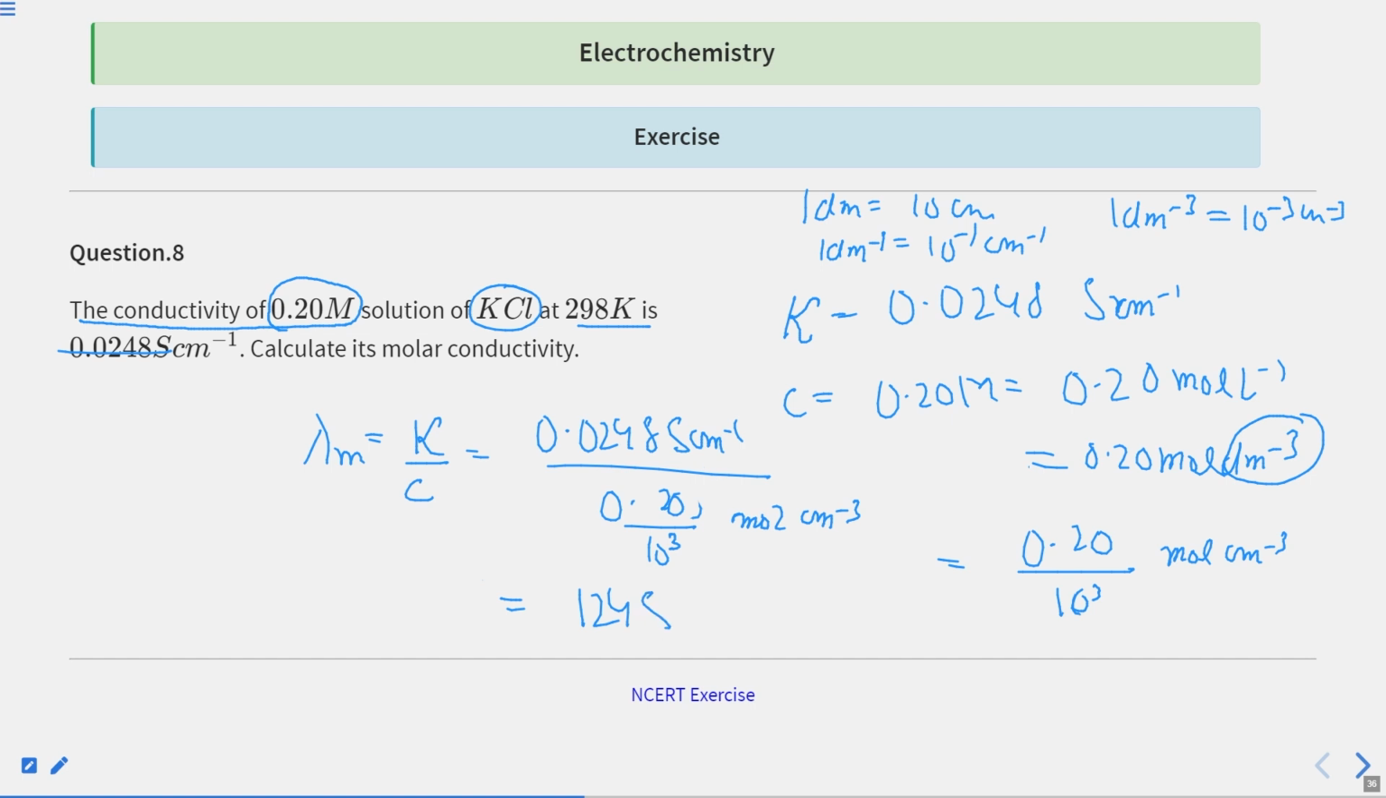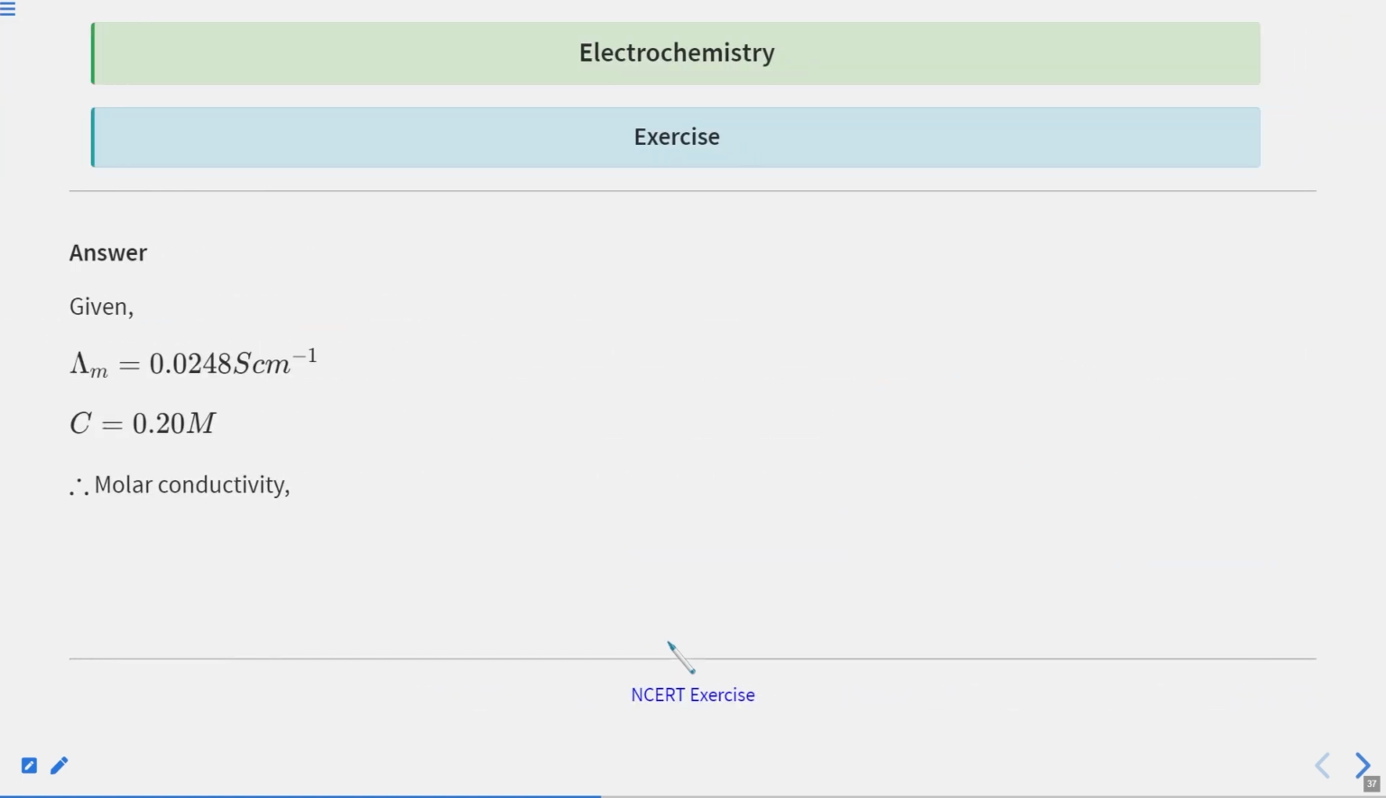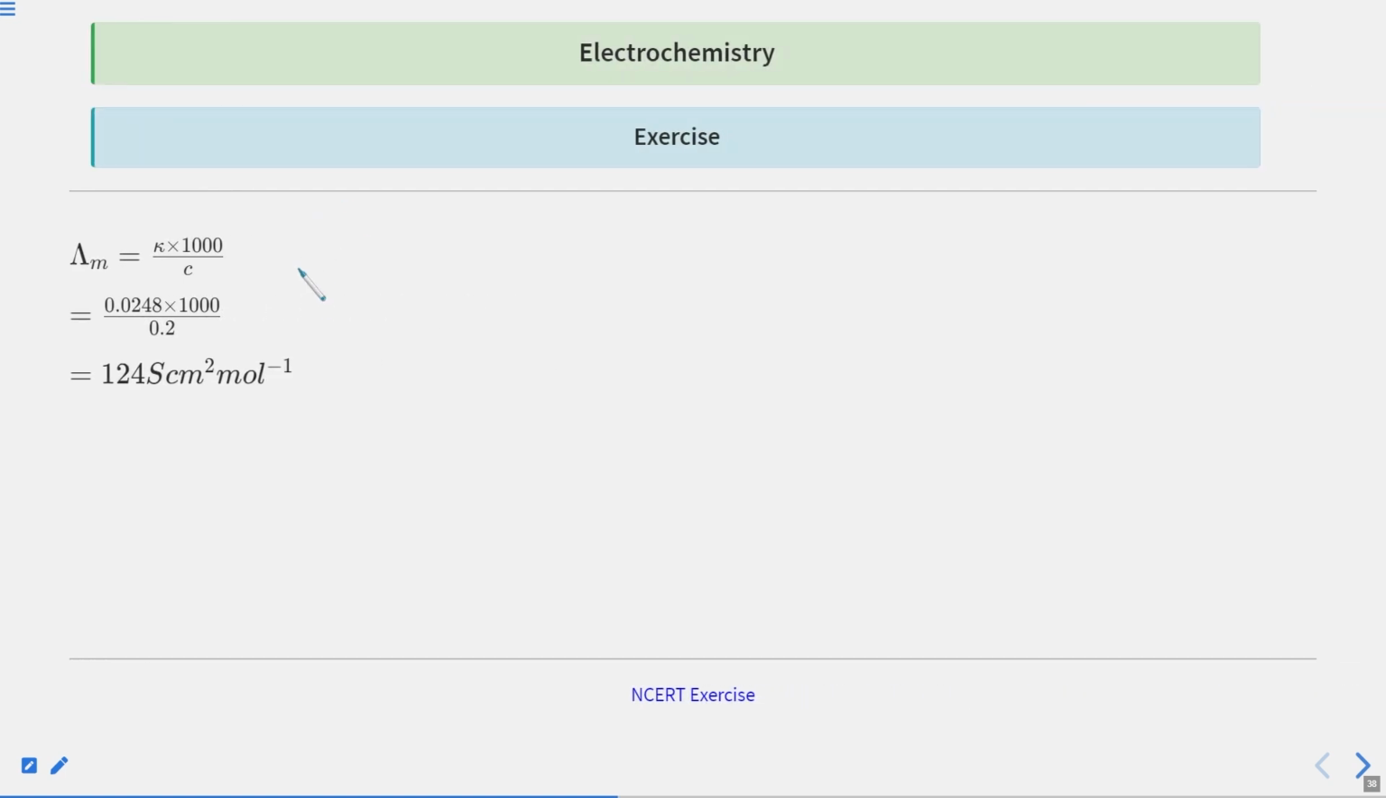Now the units. When centimeter will go upside, it will be minus 1 plus 3, or I would say plus 2. And mole will be inverse. So 124 Siemens centimeter square per mole. So we have this value. Molar conductivity is kappa into 1000 by C, that is Siemens centimeter square per mole.